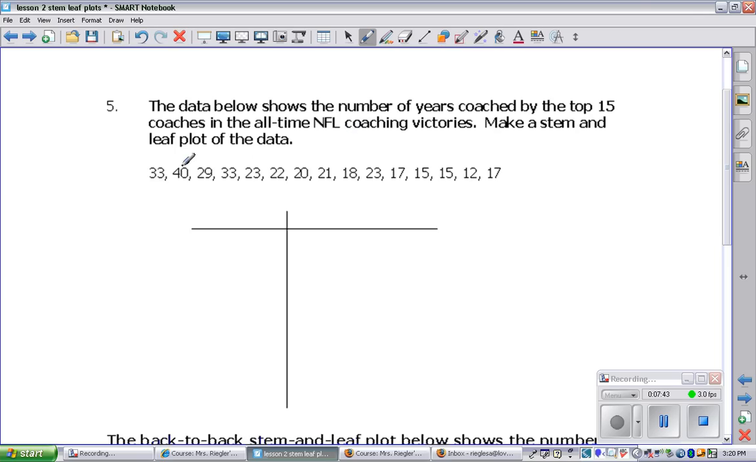So here's the number of years. Somebody coached 33 years, 40 years, 29 years, and so on. So you need to figure out how you're going to break this up into your stem and your leaves. And don't forget, you need to put a key at the bottom. Why don't you take a minute on your own, or a couple of minutes, and try that out. Go ahead and get your data included there. Set up that stem and leaf plot, and then check back in a minute to check yourself. Pause now.